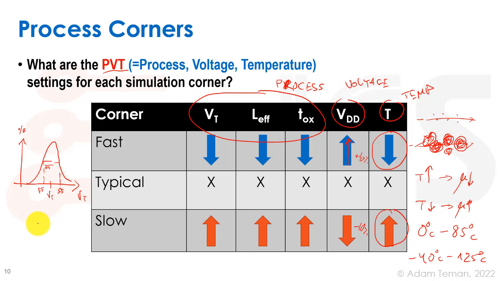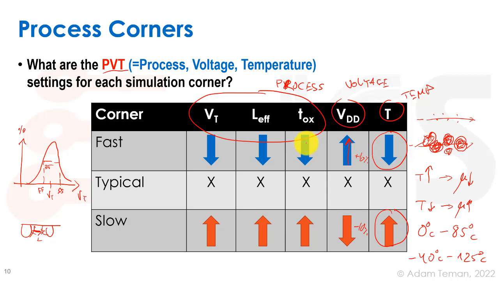With L, again, our transistor is going to have the L over here, and if this is closer to here, we're going to have less of a distance, and so the transistor is going to be faster. So L going down is the fast corner, L going up is the slow corner.